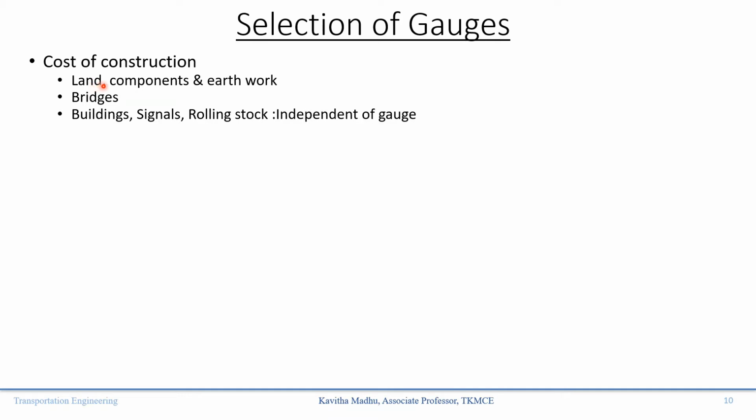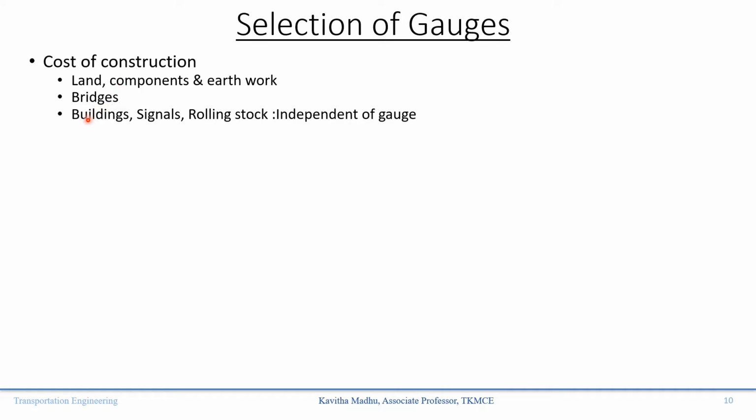As the gauge dimension increases, there is a proportional rise in the cost of land acquisition, and also a rise in the material required for earthwork, the rail, the sleeper, and the ballast. So wider track means higher cost. Then, moving on to the bridges and other facilities to be provided, like culverts, the cost increases for wider gauges.